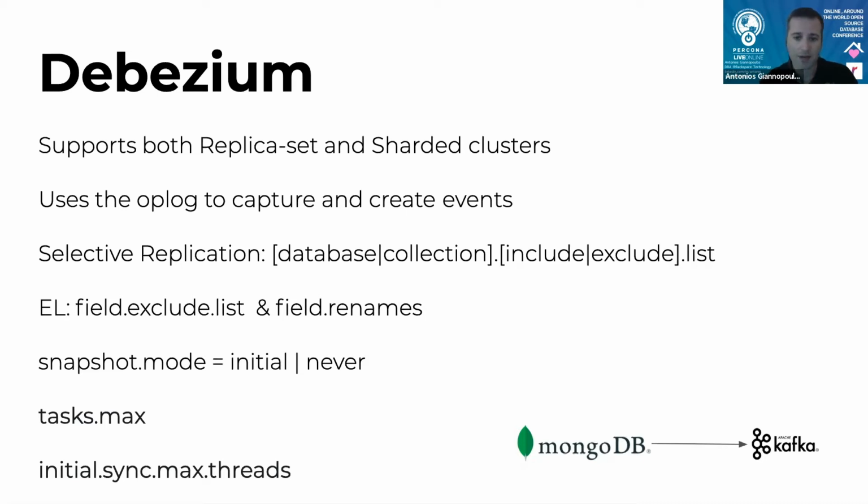And the other two, the tasks max and the initial sync max threads, really play a part on sharded clusters. When you have multiple shards, you want to set those parameters equal to the number of shards to utilize concurrency.